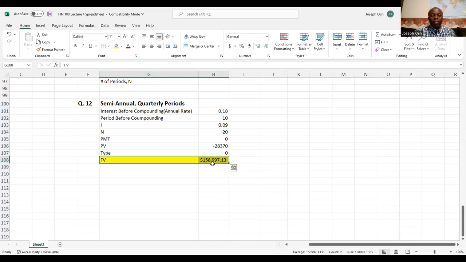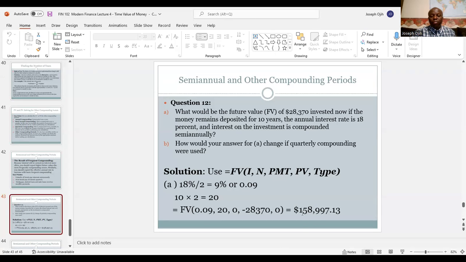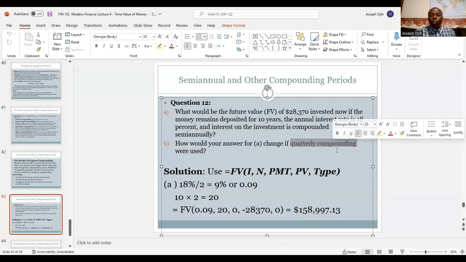It will be worth $158,997.13, which is the same thing I have here in the PowerPoint presentation. Now the second part of the question asks, how would your answer for A change if you are using quarterly compounding? For quarterly compounding, you divide the interest by 4 and multiply the number of periods by 4.